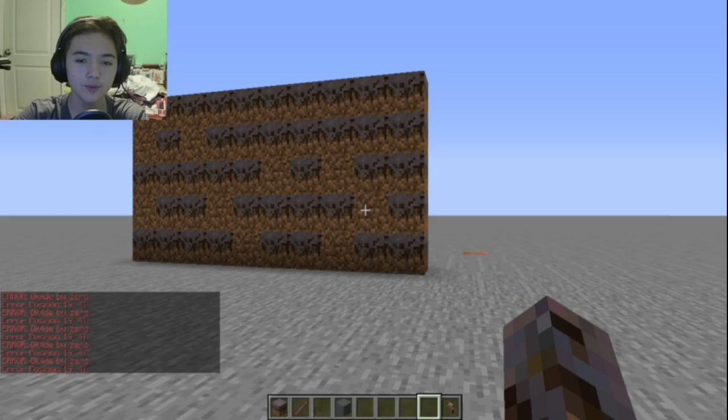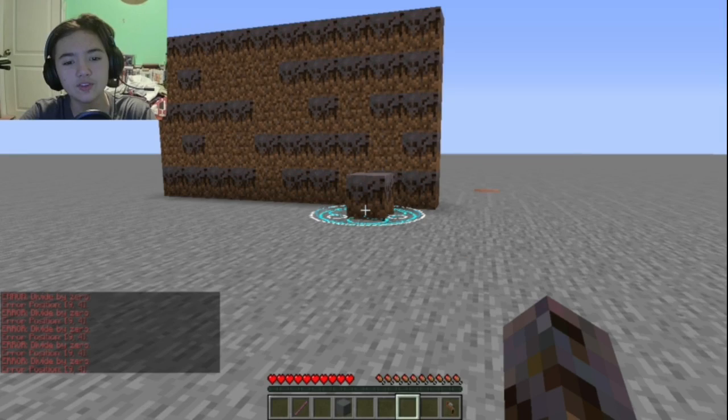So if I go into game mode survival and I use a spell like so, it just does the one. So yeah, it's really dependent on how many of a block you have in your inventory. And so essentially how this works is like this.